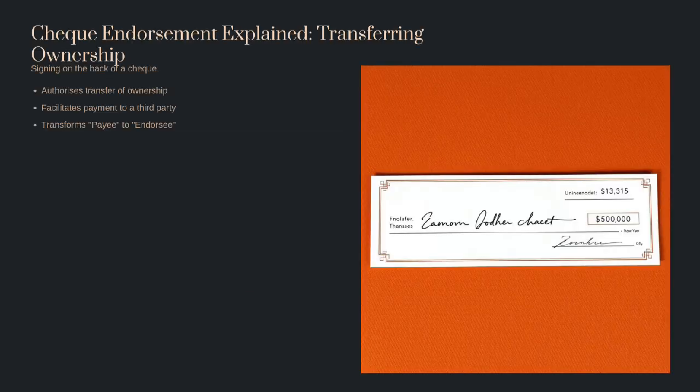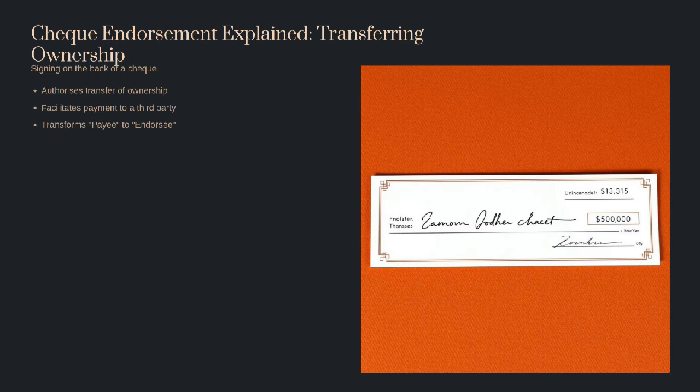Now, check endorsement. It means signing on the back of the check. It authorizes transfer of ownership, facilitates payment to a third party, and transforms the payee to an endorsee. It all happens when the check is signed. Next, types of endorsement. There are four types: blank, special, restrictive, and sans recourse.